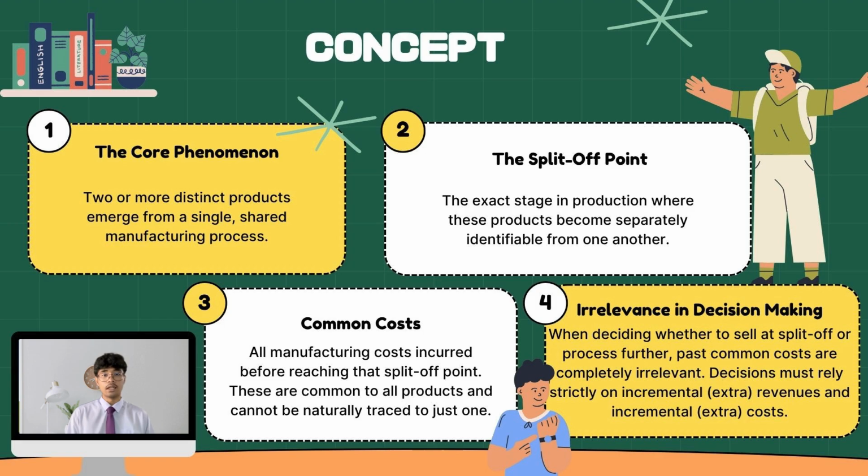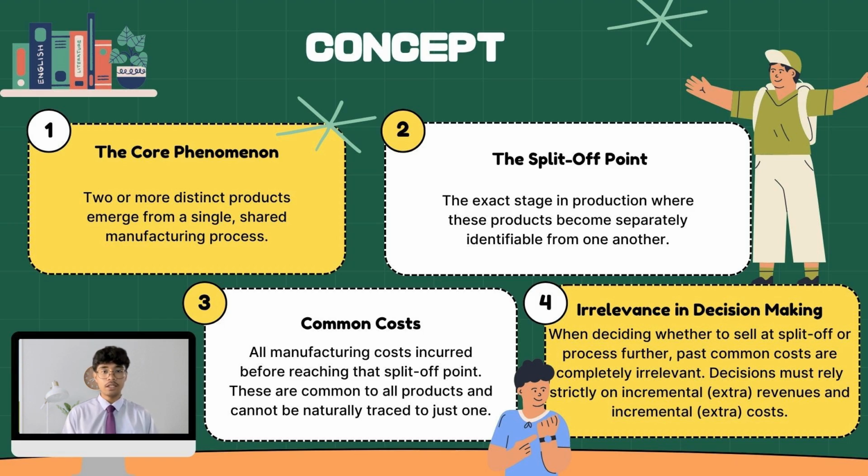The first idea is the core phenomenon of joint products. Two or more distinct products emerge from a single, shared manufacturing process. Because they are produced together, the early production costs are shared by all products. Let's go for an example. When crude oil is refined, gasoline, diesel, jet fuel, and other products come out of the same refining process. Those products are called joint products.